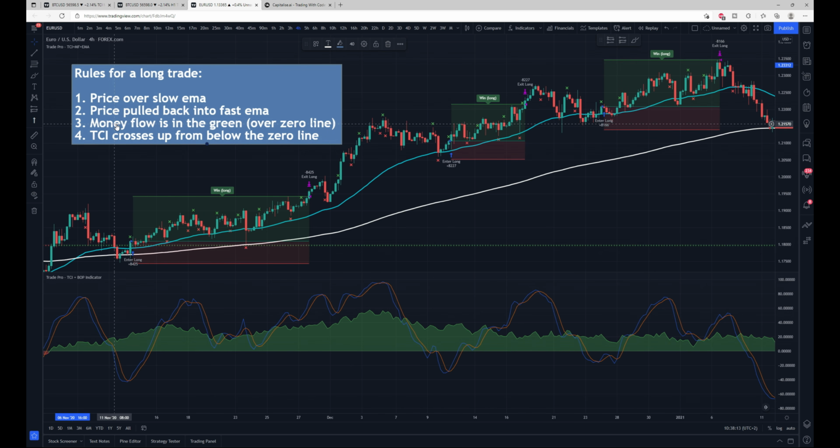The third rule is money flow needs to be in the green or over the zero line. So you can see the money flow is in the green here. And then number four is the TCI crosses up from below the zero line. And that's the actual trade trigger. So you can see the cross happens right here on this candle. You get a little X on that candle as well. So that is signaling that buy, all the other conditions were met. So it enters into a long trade.